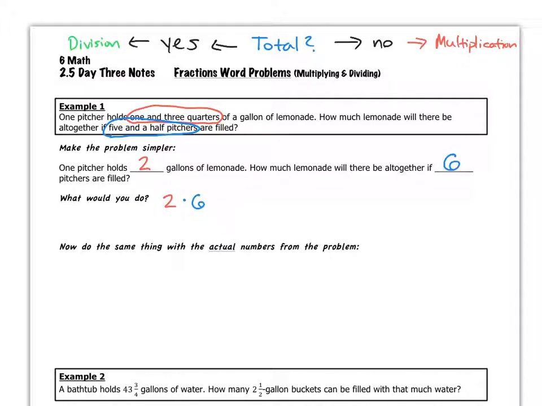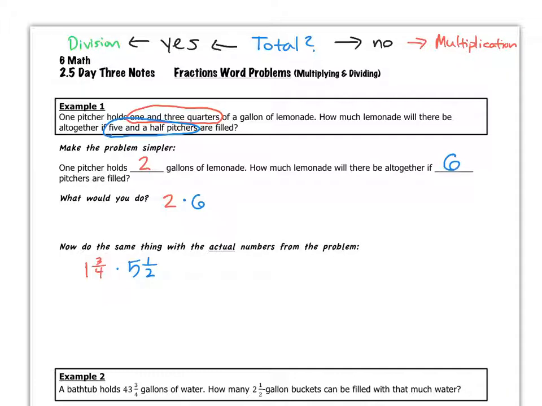So now we're going to do the same thing with the actual numbers from our problem. So instead of 2 gallons, we know that a pitcher holds 1 3/4 of a gallon. So that would be the mixed number 1 3/4. And then it says that we're going to use 5 1/2 pitchers, not 6. So we're going to take that times 5 1/2. So this is a multiplication problem.